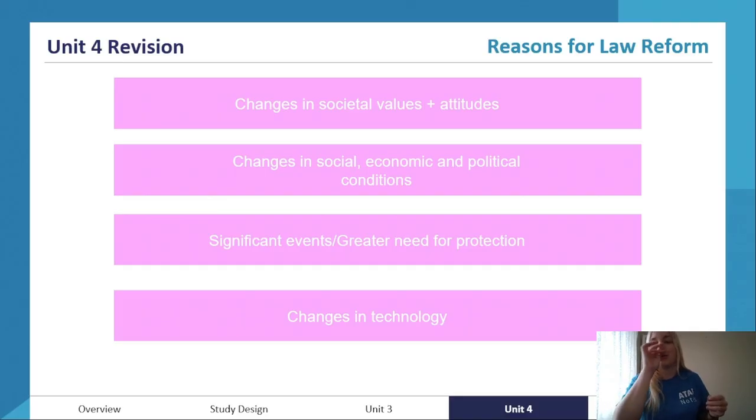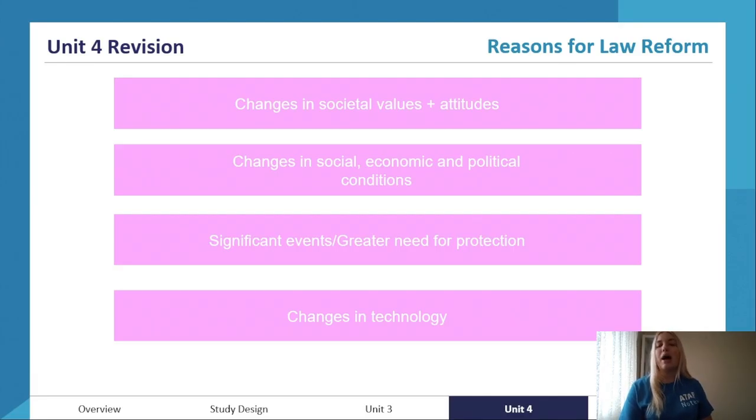Now, you're required to know the reasons for law reform. This might be a stimulus-based question. So one could be changes in societal values and attitudes. Something that we used to believe in is outdated and now is inappropriate. Changes in social, economic, and political conditions.